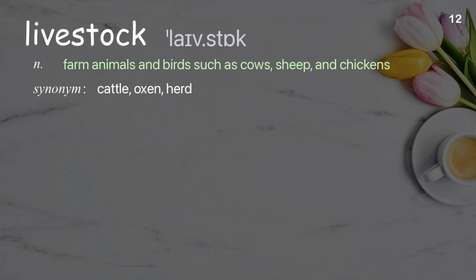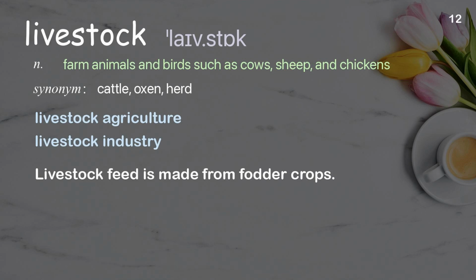Livestock. Farm animals and birds such as cows, sheep, and chickens. Examples: Livestock agriculture. Livestock industry. Livestock feed is made from fodder crops.